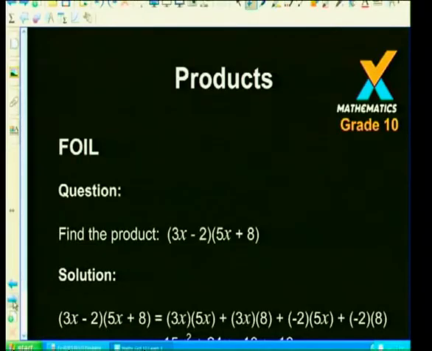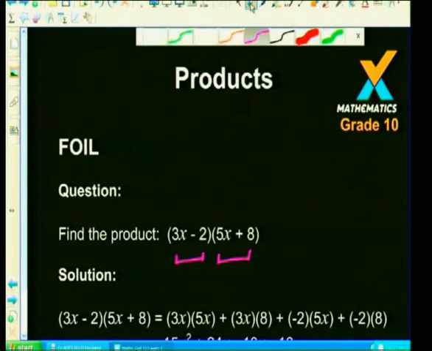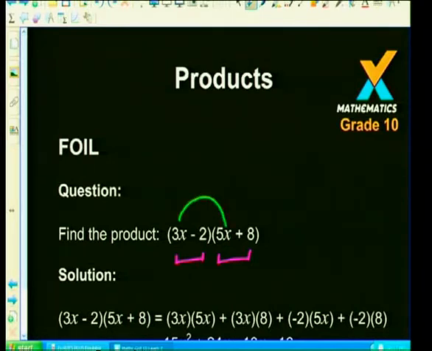Here are 2 binomials. Binomials because there are 2 terms in each little bracket. And we're going to be finding the product. Well, once again, we're going to be using rainbow sums. The first times the first. We're going to be doing the outers, first times the second. We're going to be doing the inners. And we're going to be doing the lasts.